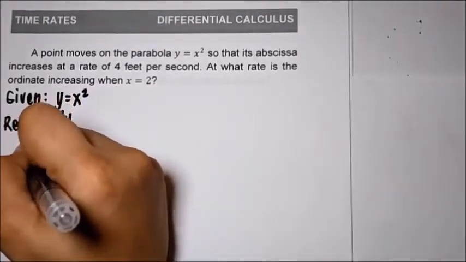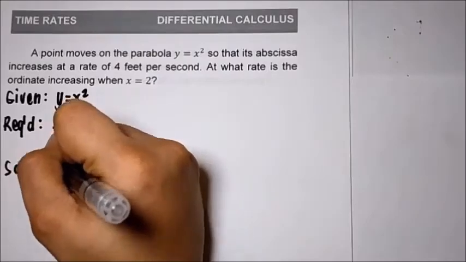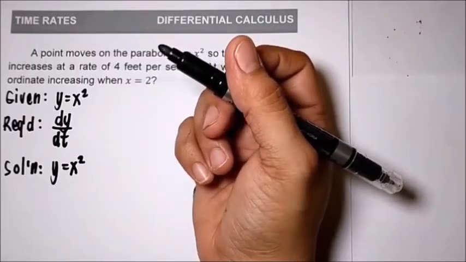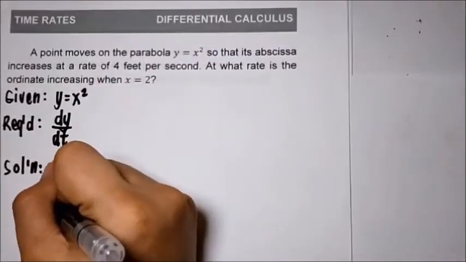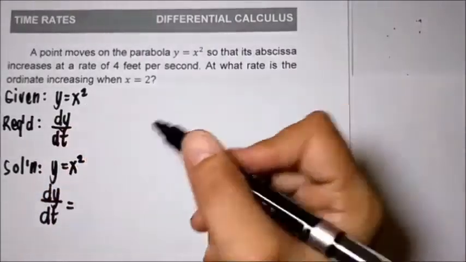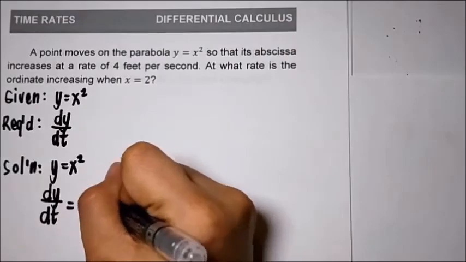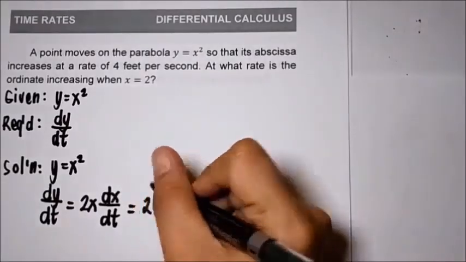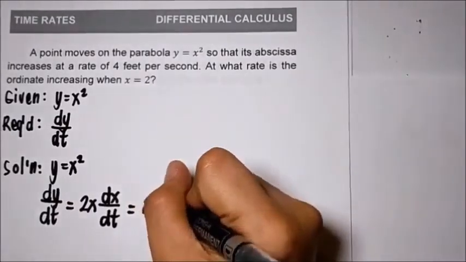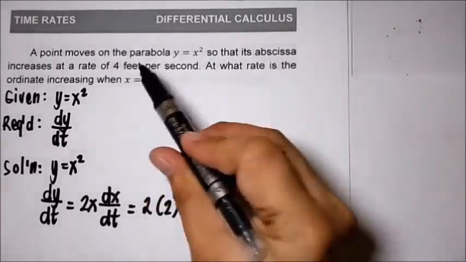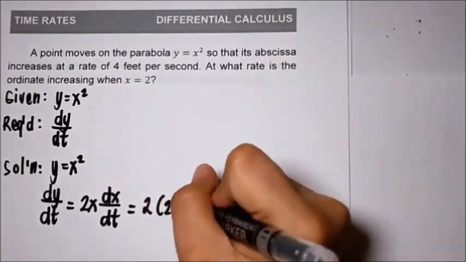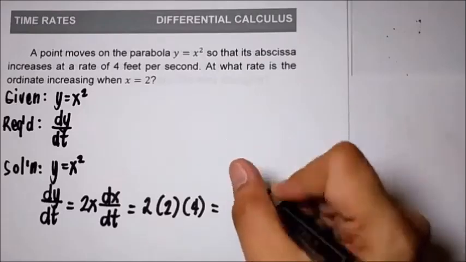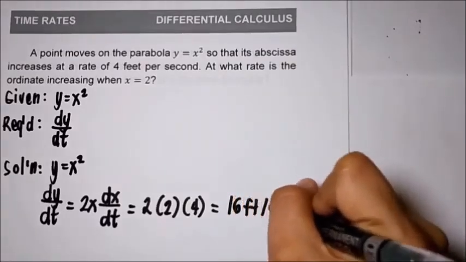So let's solve this one. Given the equation y equals x squared, let's now differentiate both sides of the equation with respect to time t. So dy over dt equals the derivative of x squared, which would be 2x dx over dt. Then we will substitute the given. The value of x is 2, so that would be 2 times 2 dx over dt. The rate of the abscissa is 4 feet per second, so that would be 4 times 4, which is 16. So dy over dt now is 16 feet per second.